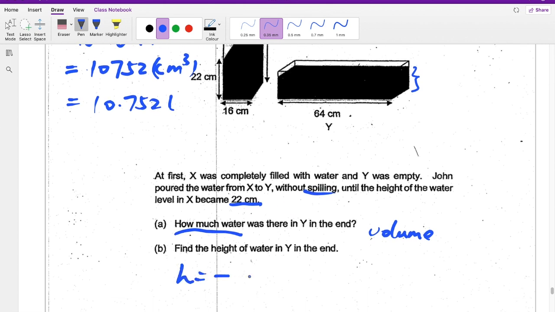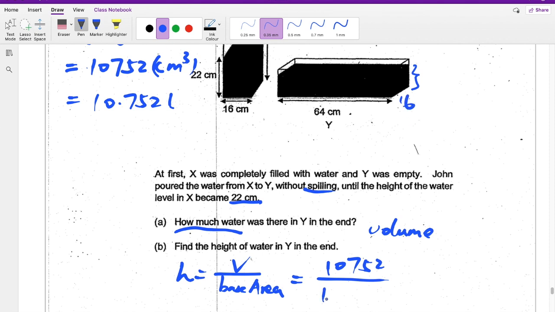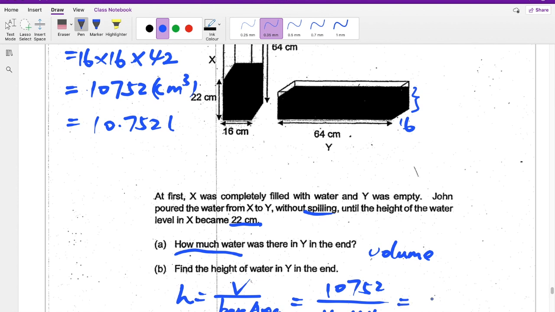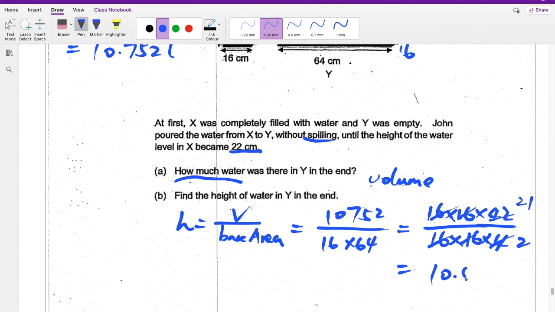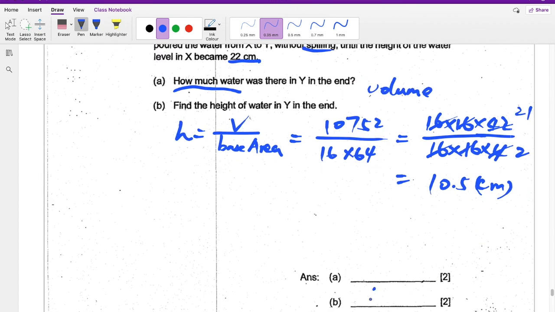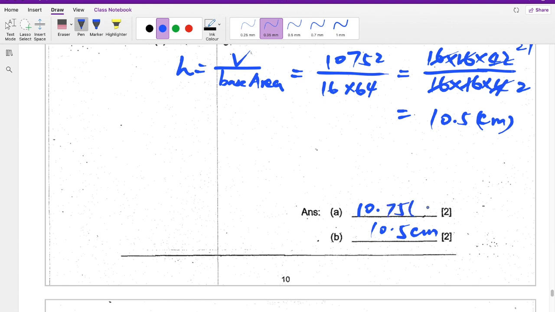The height equals the volume divided by the base area, right? So we can use 10752, then divide. One side is 16, right? So the base area is 16 times 16, and 10752 divided by 16 divided by 16 gives 42. So we can calculate the height as 42 centimeters, right? This one is 10.752 litres.